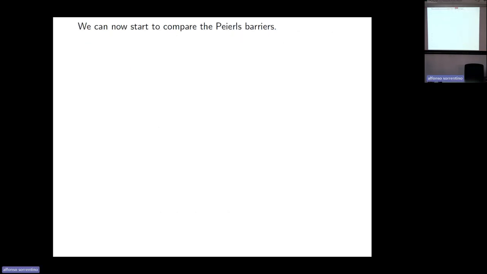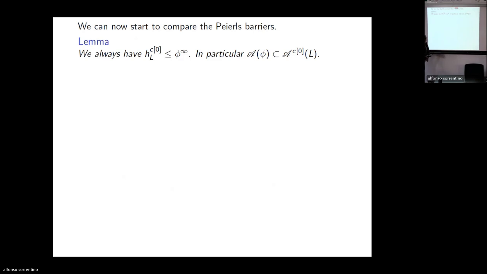Now I can start to compare the Peierls barrier obtained from the semi-metric and from the Lagrangian. So we always have that the Peierls barrier of the Lagrangian is less than the Peierls barrier of the semi-metric phi, which is, of course, the critical Fourier potential phi sub 0. So this will force, of course, the Aubry set of phi to be included in the Aubry set of L.